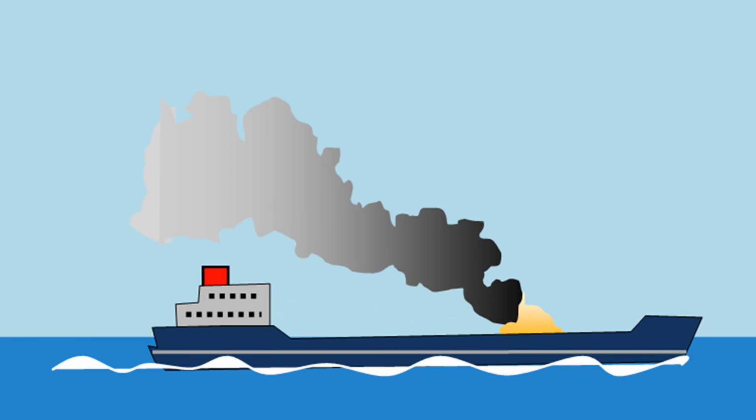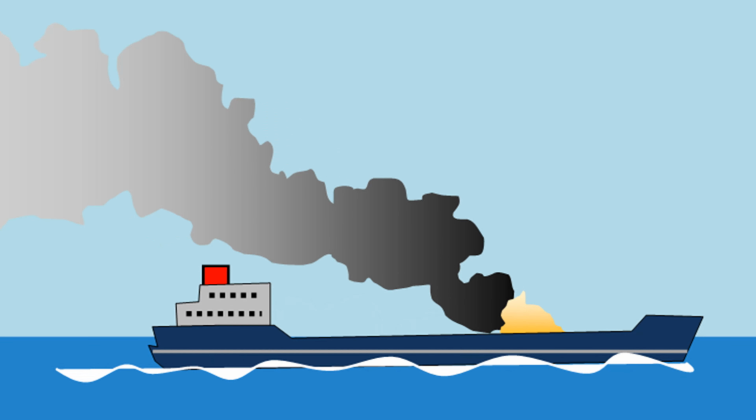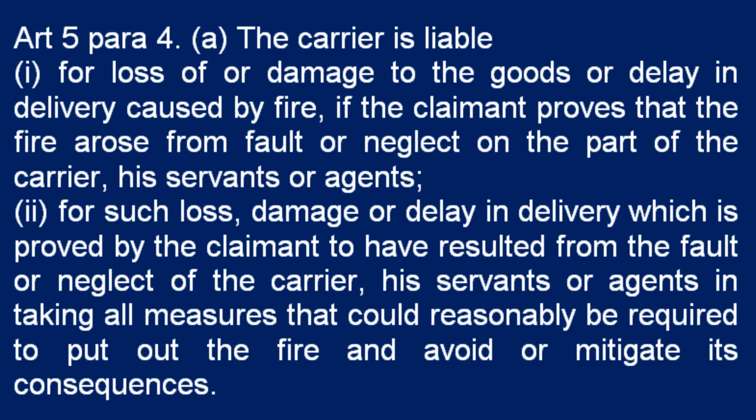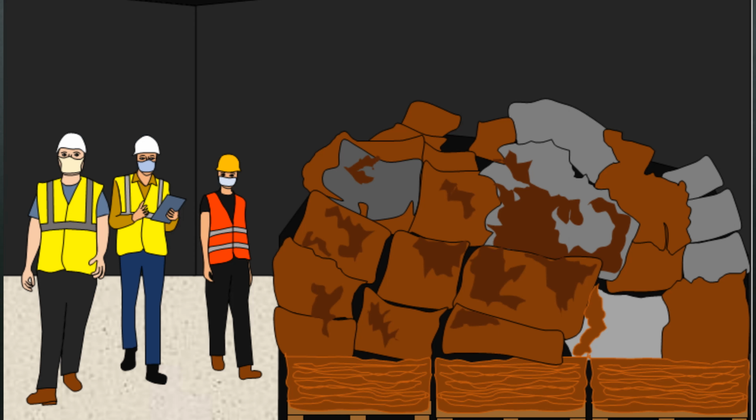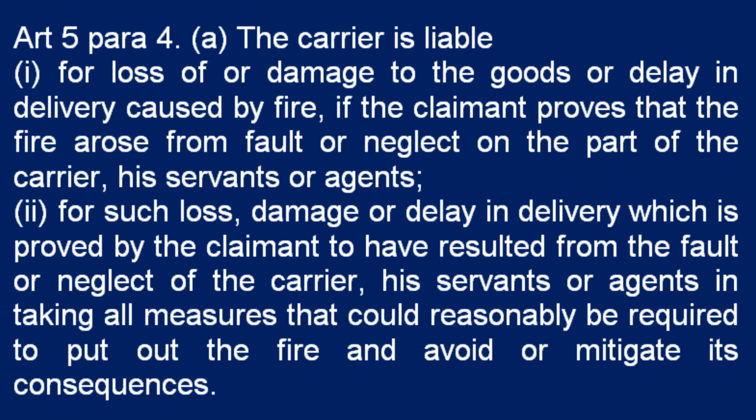Article 5 paragraph 4a says the carrier is liable, number 1, for the loss of or damage to the goods or delay in delivery caused by fire, if the claimant proves that the fire arose from the fault or neglect on the part of the carrier, his servant or agents. Number 2, for such loss, damage or delay in delivery which is proved by the claimant to have resulted from the fault or neglect of the carrier, his servant or agents, in taking all measures that could reasonably be required to put out the fire and avoid or mitigate its consequences.